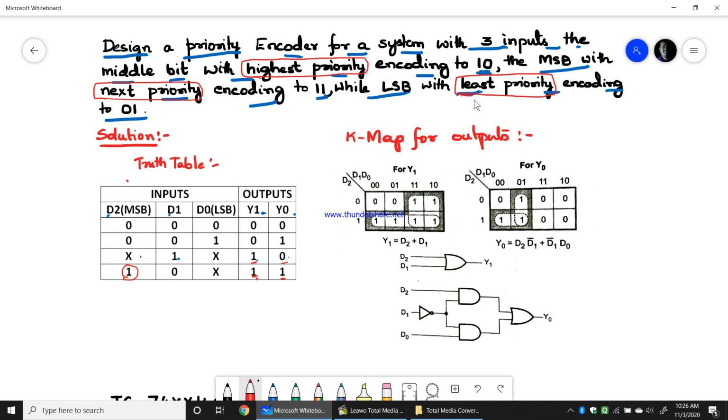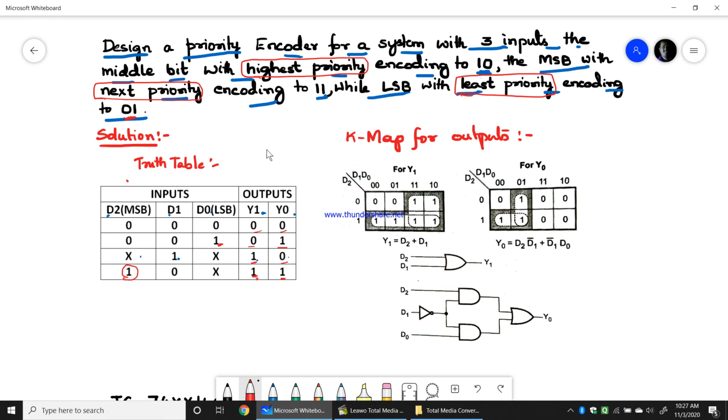Then it says while LSB with the least priority encoding to 0 1. So LSB is 1. Least priority means when both the others are zeros. If this is 1, then the priority will not be given to D0. That is the reason it is considered the least priority, because these both are zeros. When both are zeros, we are going to encode that to 0 1. And for all zeros, it remains 0 0.